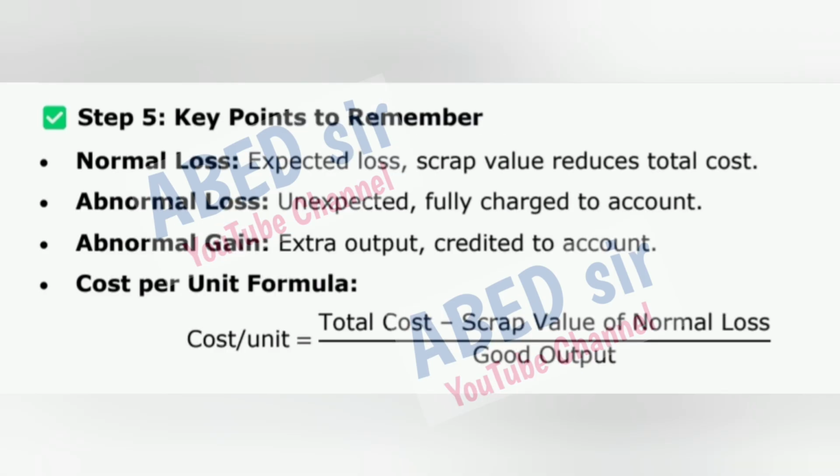Step 5. Key points to remember. Normal loss, expected loss; scrap value reduces total cost. Abnormal loss, unexpected; fully charged to account. Abnormal gain, extra output; credited to account. Cost per unit formula: cost per unit is equal to (total cost minus scrap value of normal loss) divided by good output.